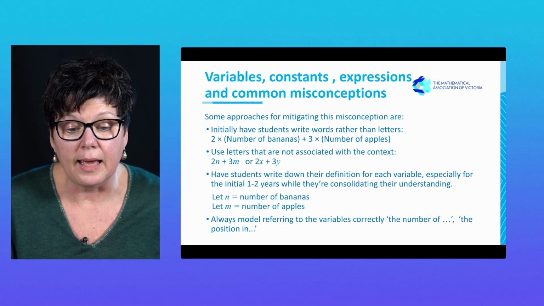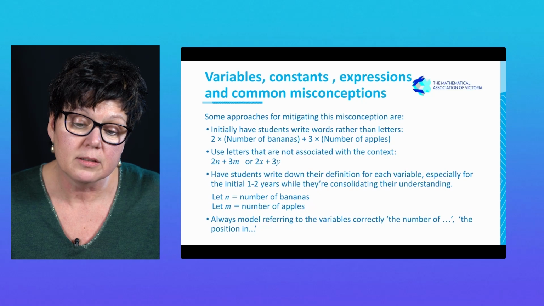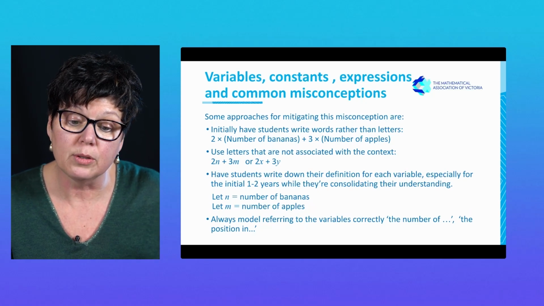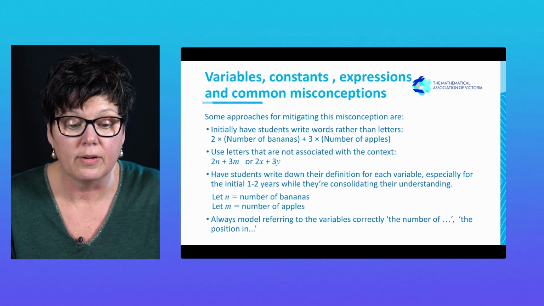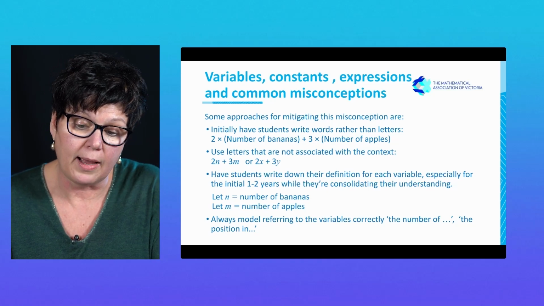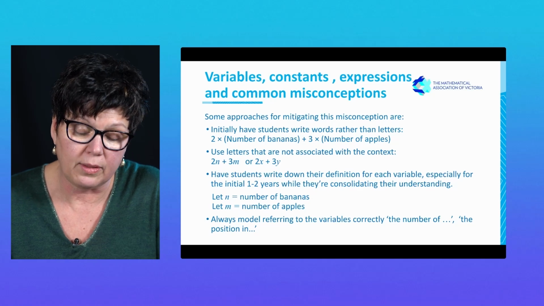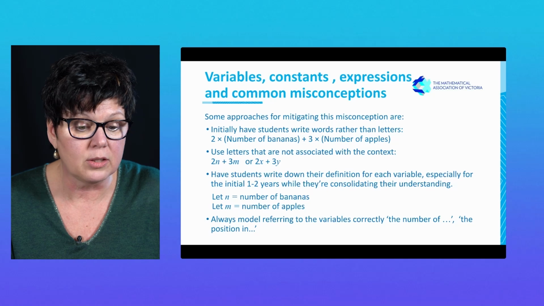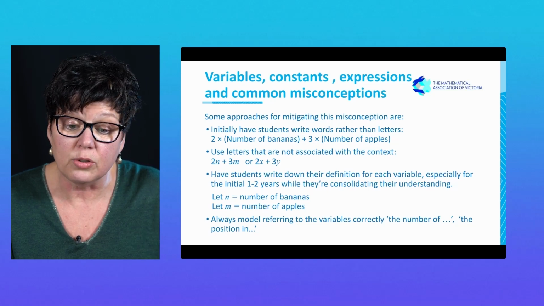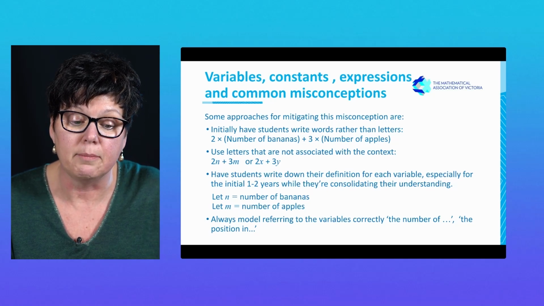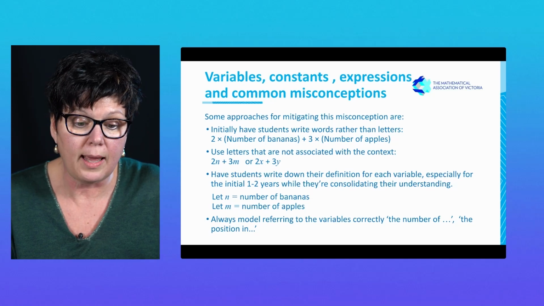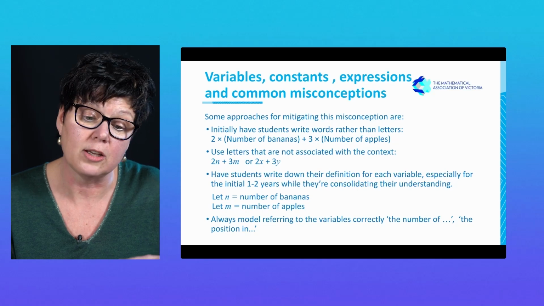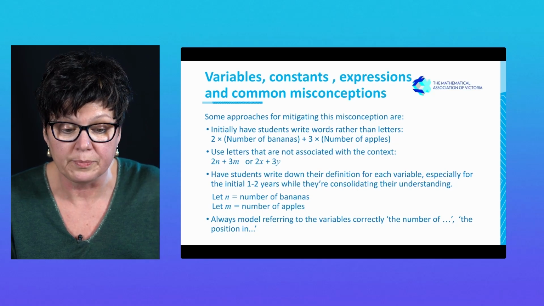So how can we mitigate this and avoid students having this misconception? Well, one of the things is what I was referring to in the growing patterns, that we actually have number of bananas and number of apples in words to start with, and then move to the symbolic notation later. Another useful thing is not to use the letters associated with the objects. So rather than A and B, let's go with N or M. That way students are less likely to make that connection, and this is actually being confirmed through research.